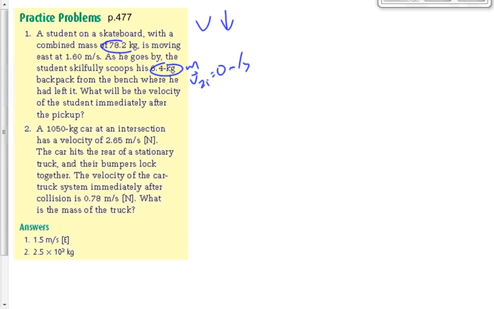Let's call that M1. What's this 1.6? It's a velocity, right? Is it V1 or V2? Velocity 1 or velocity 2? It's V1. It's the skateboard and the student. Is it V1I or is it V1F? Initial or is it final?